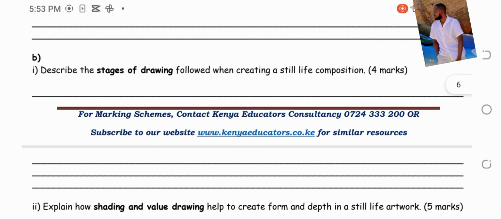Number B, describe the stages of drawing followed when creating a still life drawing. The stages, number one, we sketch layout lightly, then outline main shapes and add details, then apply shading or colors.